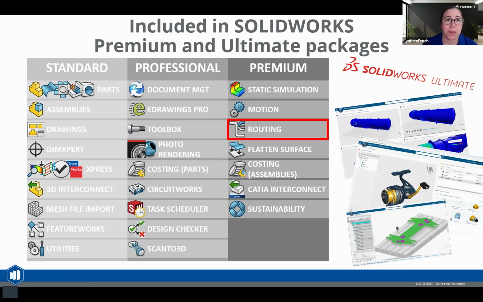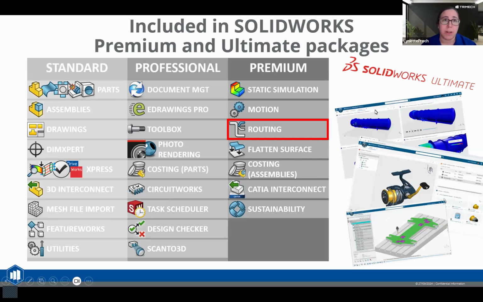So the first question I wanted to answer is, how do I get access to SOLIDWORKS routing? It comes with two different packages now. It used to only come with one, but SOLIDWORKS recently announced SOLIDWORKS Ultimate. If you want to use these routing tools that I'm going to show you, you have to have at least SOLIDWORKS Premium. Normally when we're talking about SOLIDWORKS, people are used to Standard, Professional, and Premium.